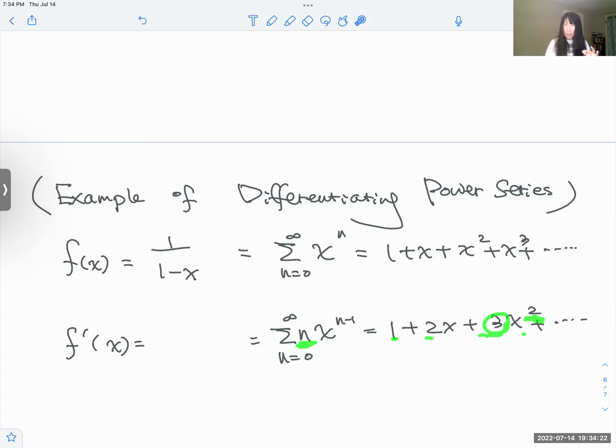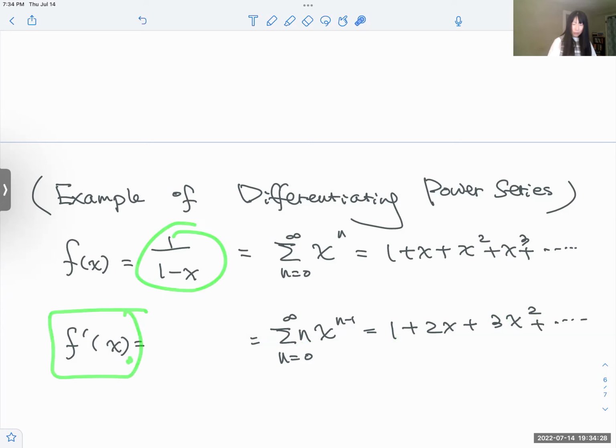Okay. Now, how do we get this one? If we differentiate 1 over 1 minus x.